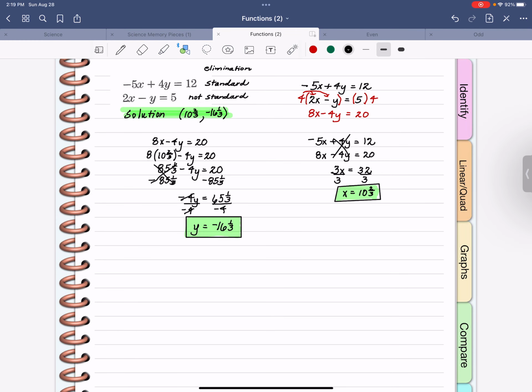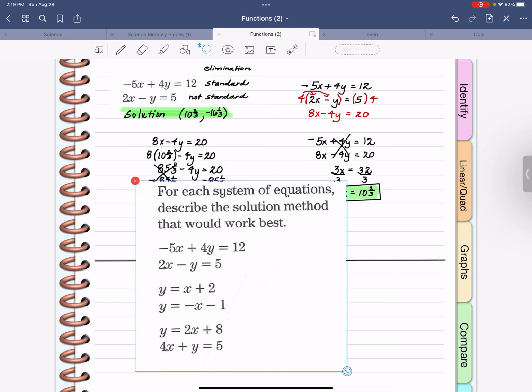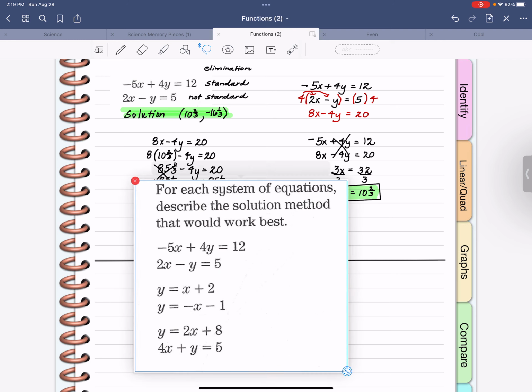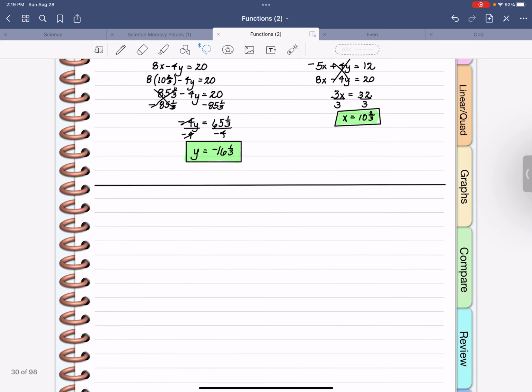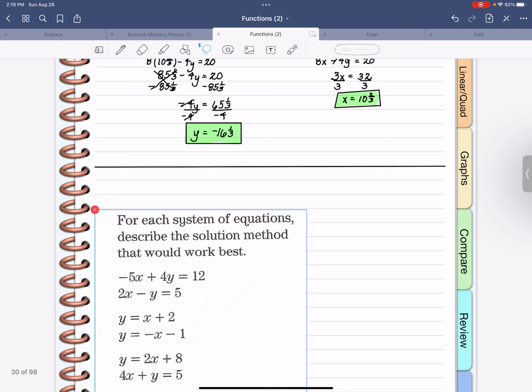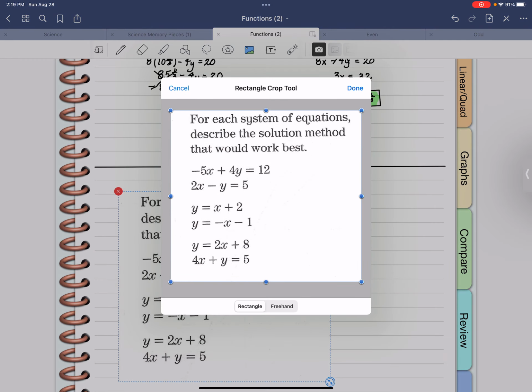Okay, let's put in the next example. So the first one was solved by elimination. This one, let me crop it. Sorry. Well, why won't it let me crop? There we go. This one.